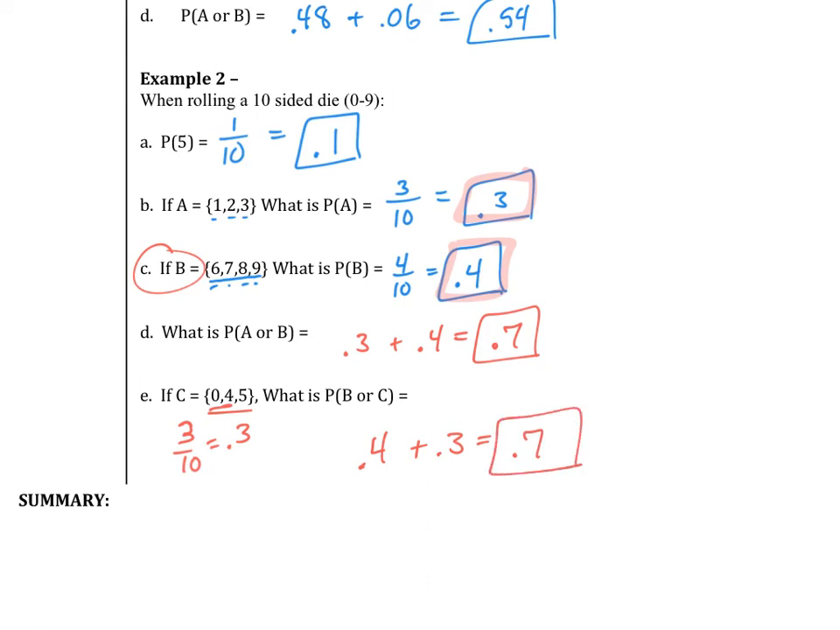Okay, so whenever you see the word or, go back here and highlight this. Whenever you see the word or, it means you're going to add them up. So probability of B or C is you add up the probability of B plus the probability of C. Likewise, probability of A or B is when you add the probability of A plus the probability of B. And that is the addition rule.